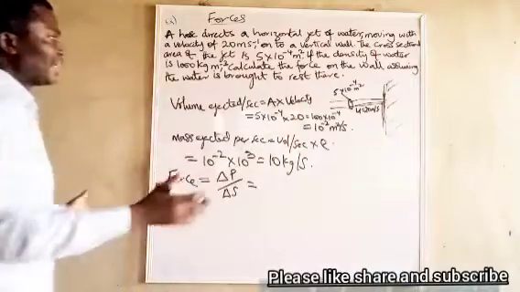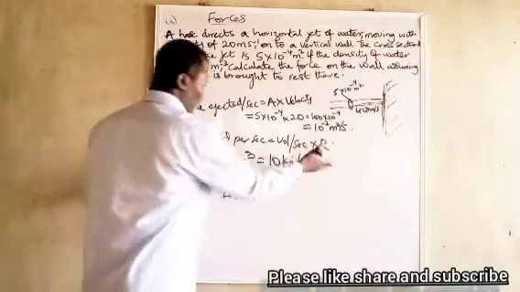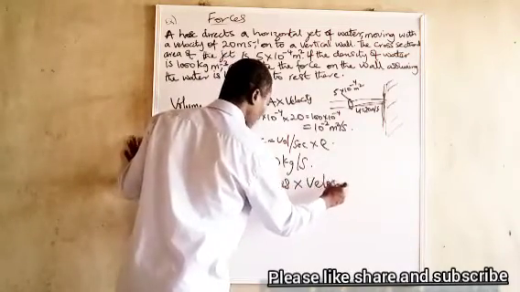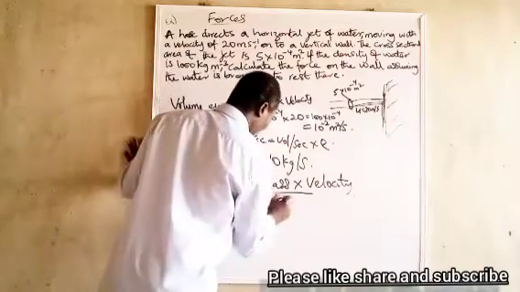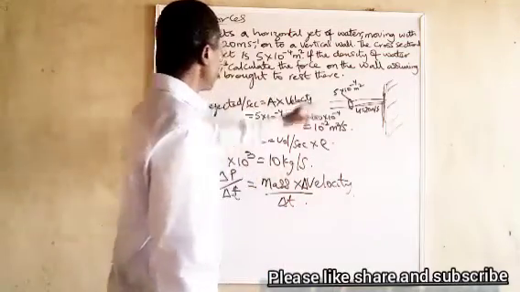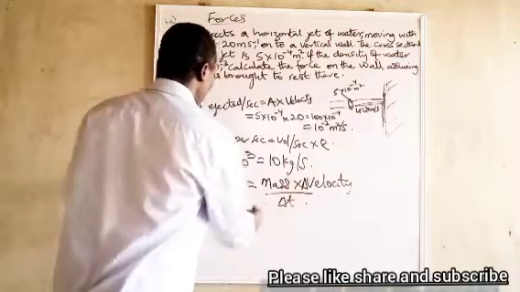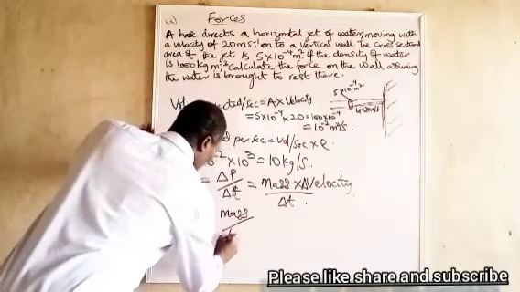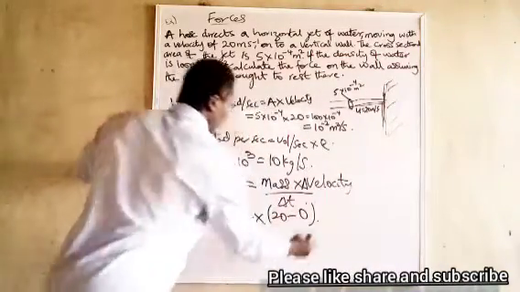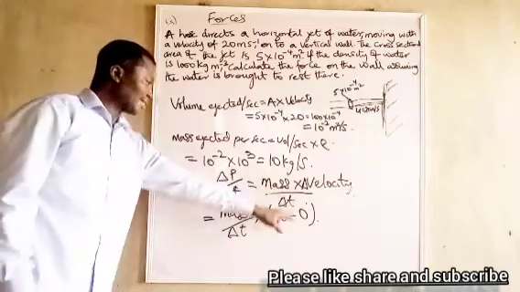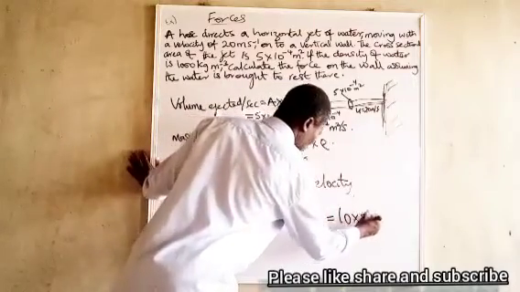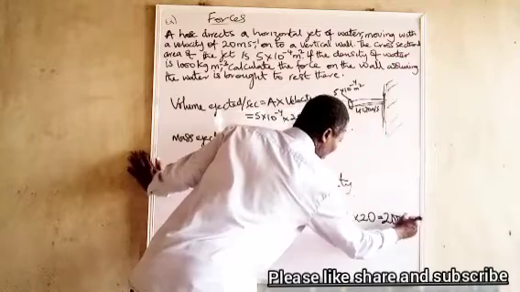And you can see that this one is mass times velocity over time. And you can see that the change in velocity is 20 minus 0. So we have mass per second times change in velocity, that is 20 minus 0. You can see this one has taken care of the rate of change totally. So we have 10 times 20, which is equal to 200 newton.